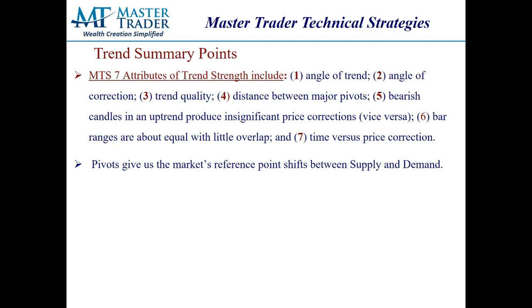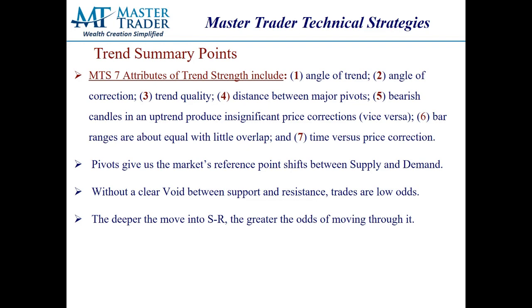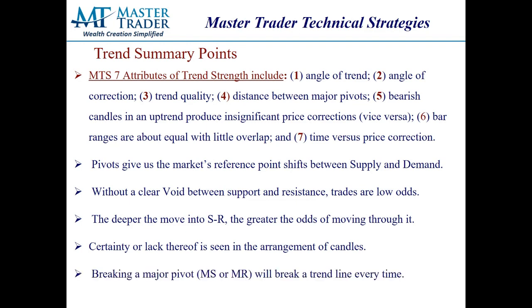These pivots give us the market's reference points of these shifts between supply and demand. Without a clear void between support and resistance, trades are going to be low odds. It's greater likelihood that there's just going to be a lot of chop. The deeper the move into support or resistance, the greater the odds of moving through it. Now, certainty or the lack thereof is seen in the arrangement of candles. Are they overlapping? Are there tails? If there are no tails and it's moving in a fluid way, it tells us that there's certainty. A break of major support or major resistance is going to break the trend line every single time.